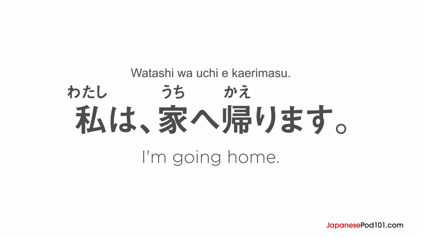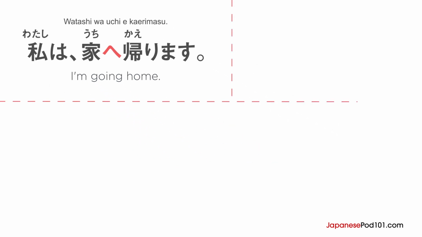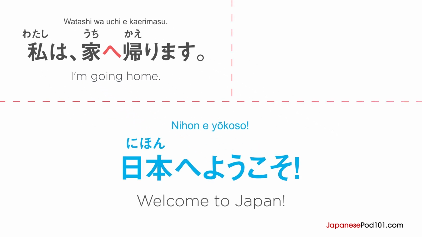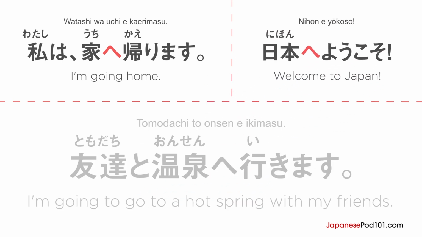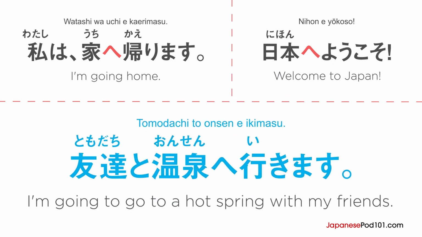Now let's take a look at a few more examples. 私は家へ帰ります。 I'm going home. 日本へようこそ。 Welcome to Japan. 友達と温泉へ行きます。 I'm going to go to a hot spring with my friends.